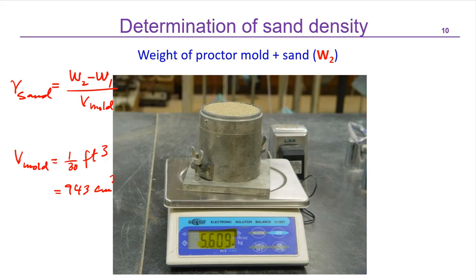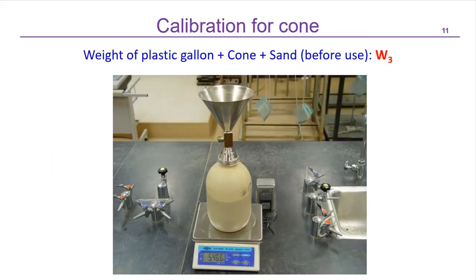Okay. Once the sand density is determined, the next step is to find out how much sand goes into this cone. So for that, we are going to fill this jar or gallon with sand. We will place the cone on top of it, and we are going to do the weight. We are going to note down this weight. So this weight is going to be W3.